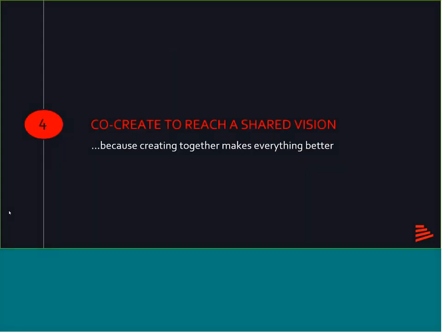And that brings us to our fourth and final rule, which is co-create to reach a shared vision, because creating together makes everything better. By this, we mean work side by side in a design thinking session, co-creating work products with the broader team. And in its essence, that also means that everyone in the room participates, even if it's not their domain, even if they aren't on the hook for delivery, even if they can only be there for an hour, everyone participates so that both teams can converge on a shared vision.